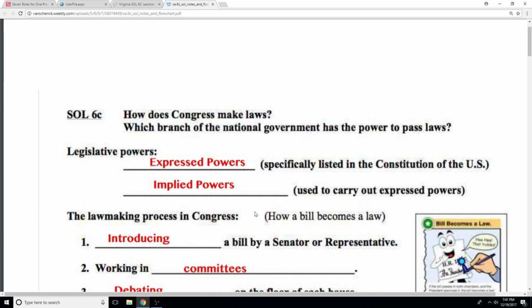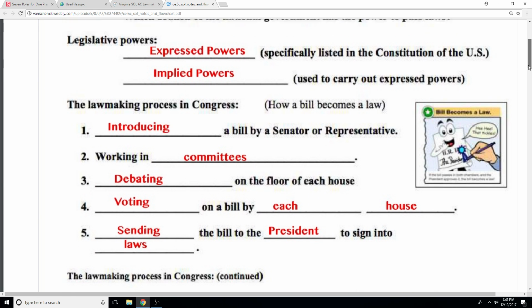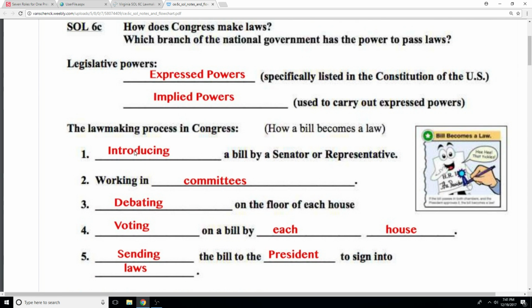So then we come down here, the steps. My advice is to kind of break it down into these 5 words here. Okay, so we have introduced the bill. Remember, it has to start in 1, so let's just pick Senate. So we introduce or propose the bill in the Senate. It then goes to committee. Remember, committee is like a small group, so we're talking like 10 to 15 people in a room working out the kinks on the bill.